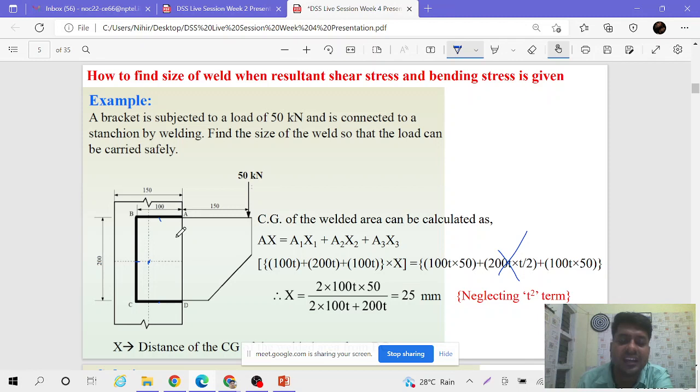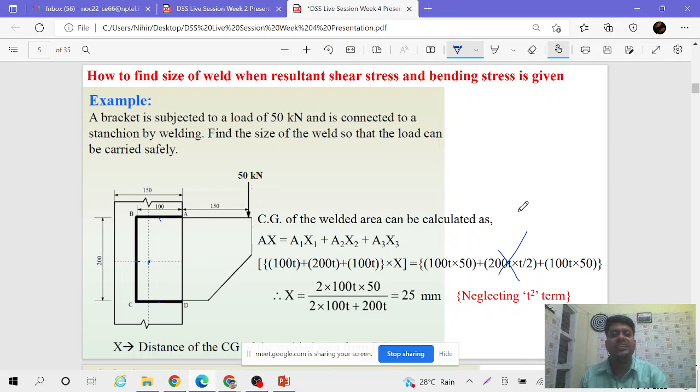Why? Because we are considering the weld as a line area. In our assumption we have assumed that we are going to treat this weld as a line area. So we are going to neglect the higher order terms. So when we solve this, we get x equal to 25 mm.